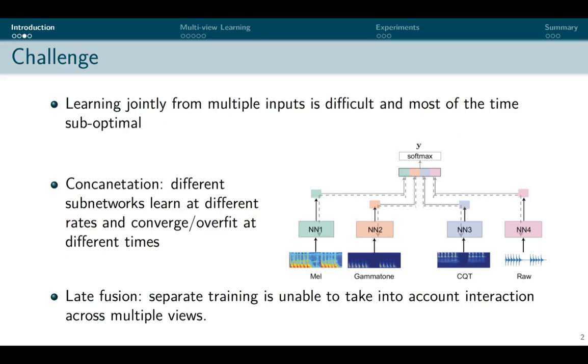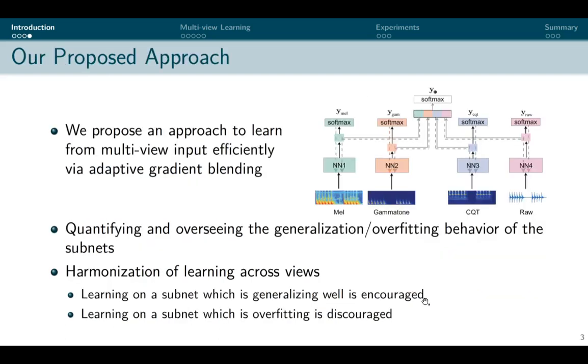And if we do late fusion, because we have separate training, we are unable to take into account the interaction across different views. In this work, we propose an alternative approach to learn from multi-view input efficiently via adaptive gradient blending. The idea is very simple, building on top of the concatenation network we saw in the previous slide.